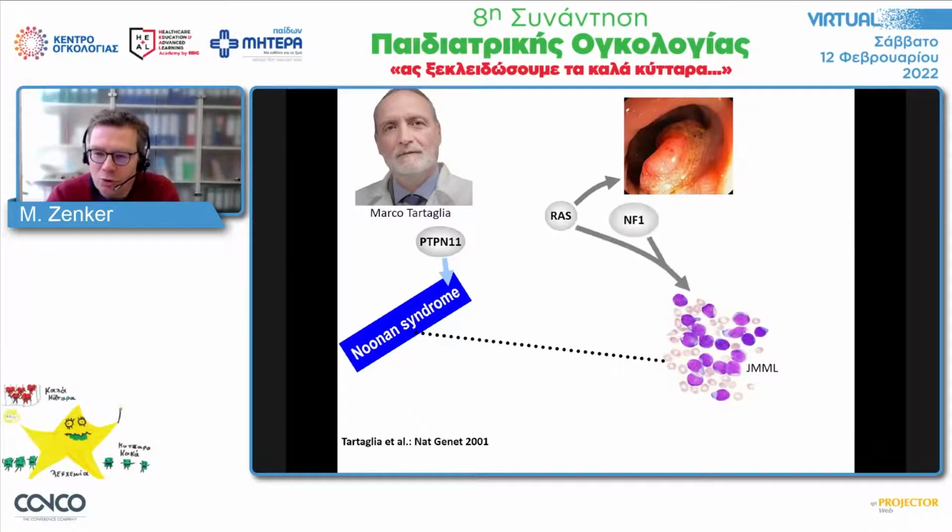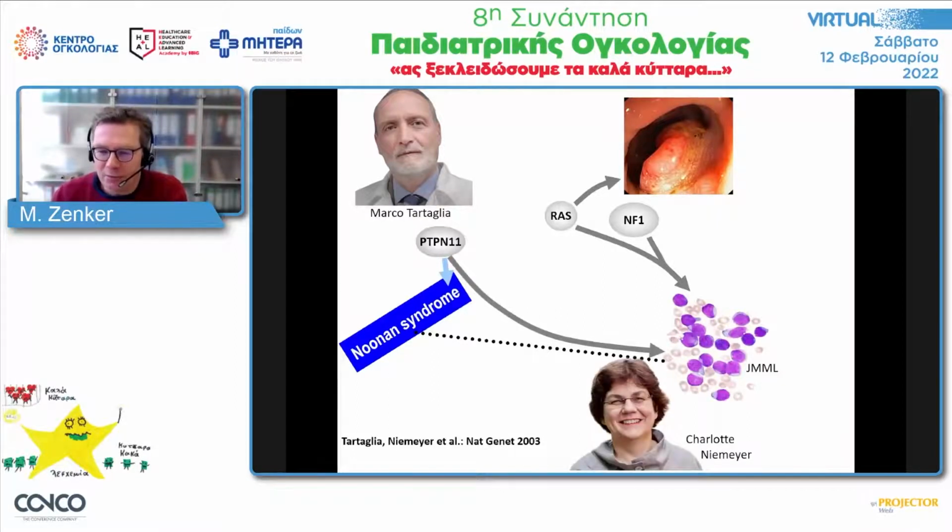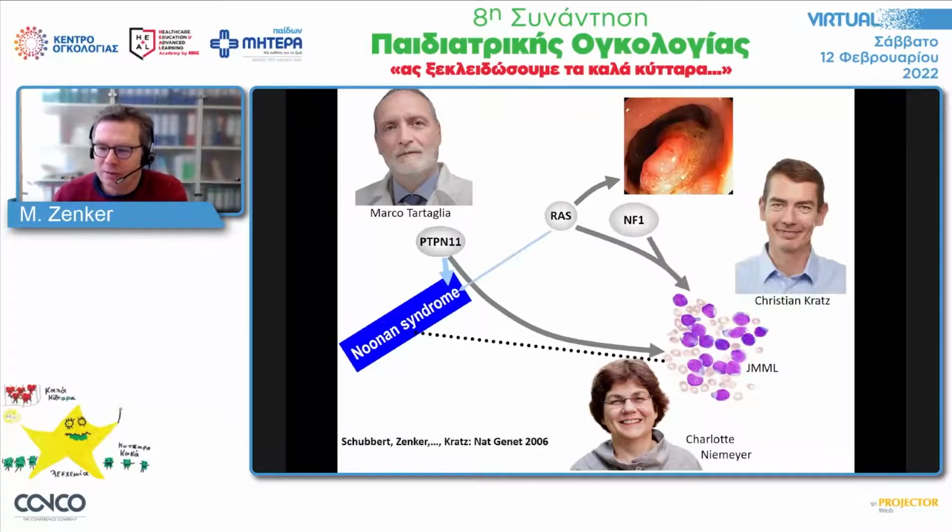And it was also known that somatic mutations in RAS can cause this type of leukemia, and also NF1 patients, neurofibromatosis patients, can have this type of tumor. And then Marco and Charlotte Niemeyer were the first to discover somatic mutations in PTPN11 in sporadic cases of JMML. And Christian Kratz, in a very nice collaboration with me, discovered, based on one patient with leukemia and a germline RAS mutation, that KRAS is the second Noonan syndrome gene.